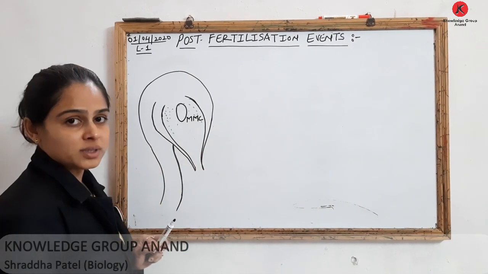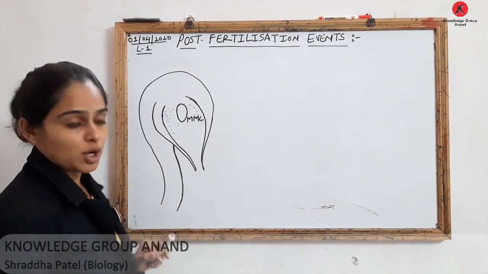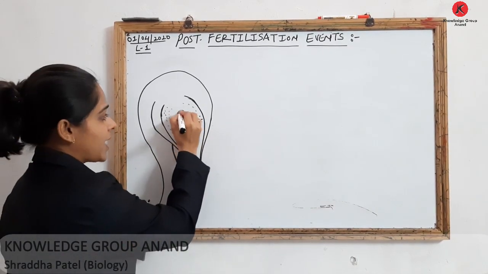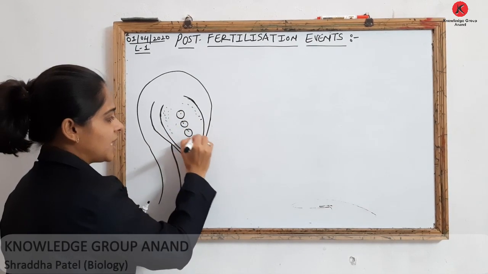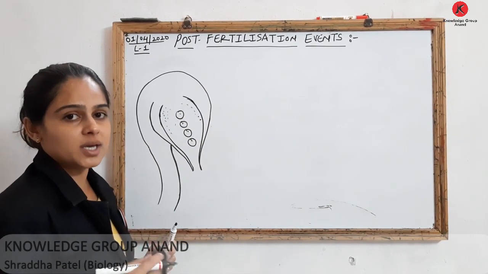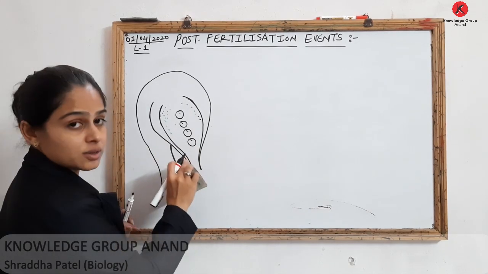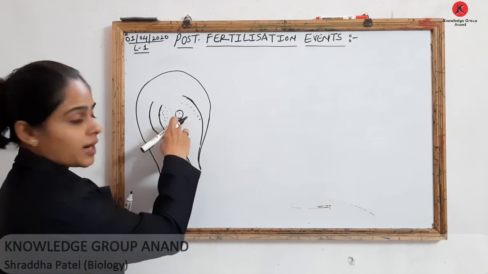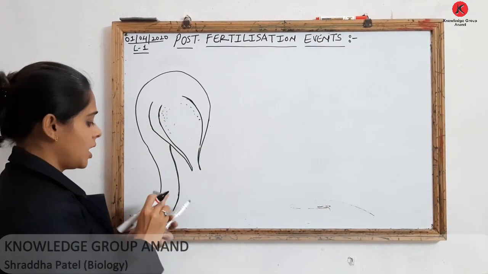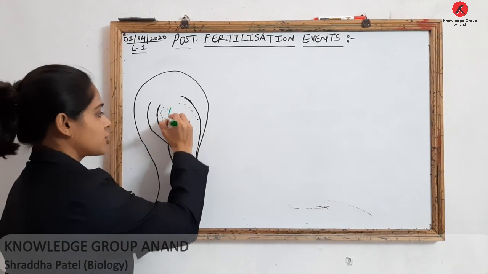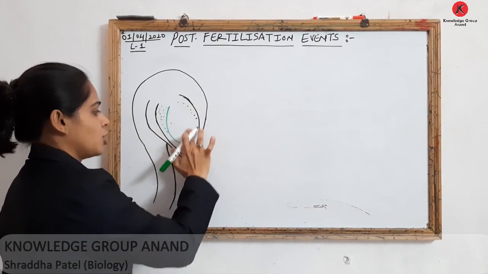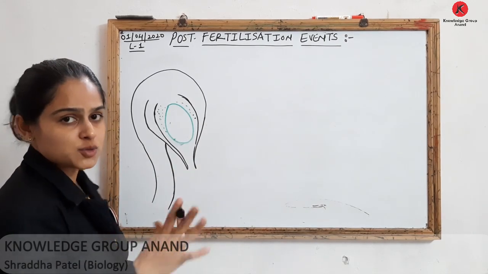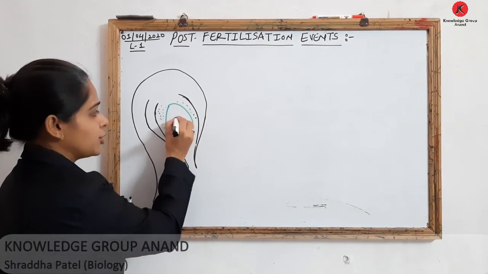Now this megaspore mother cell is going to undergo what? Meiosis. So at the end of meiosis, you will get 1, 2, 3 and 4 haploid megaspores. Out of these 4, 3 degenerate and 1, can you see this? Yes, this 1 becomes your functional megaspore. So this green one is the functional megaspore and this is its nucleus.